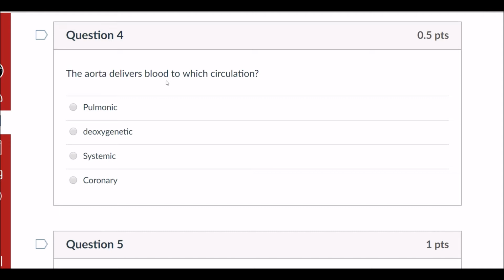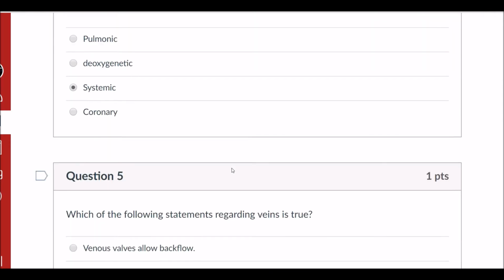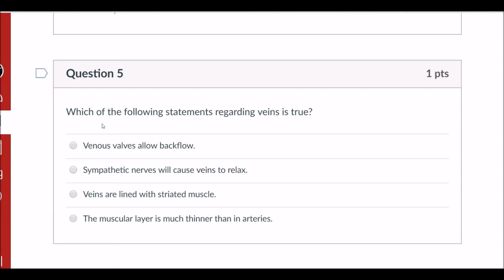The aorta delivers blood to which circulation? That's the body. Everyone agrees, I guess. Which of the following statements regarding veins is true? I'm in between 2. Veins, small, allow back, they prevent. They prevent, so good, you caught it.